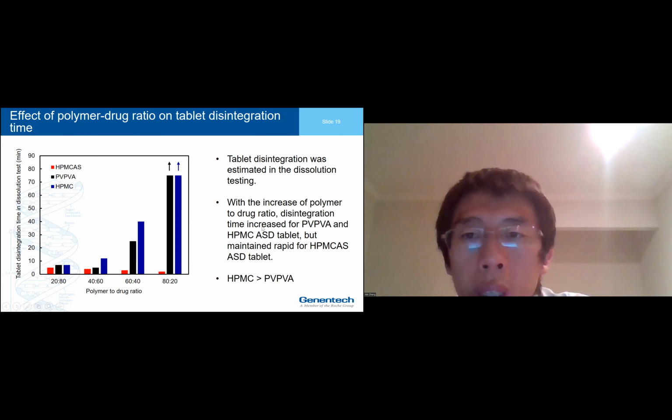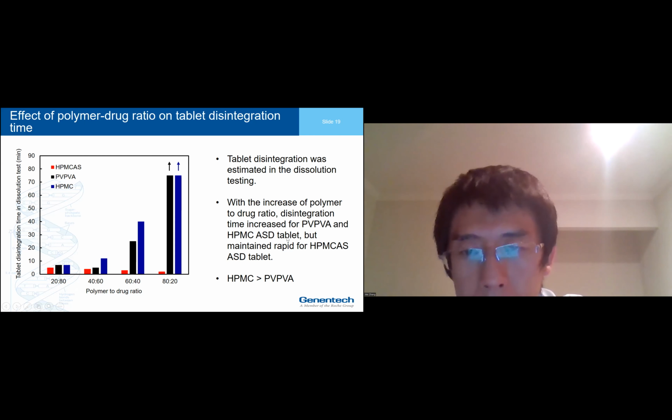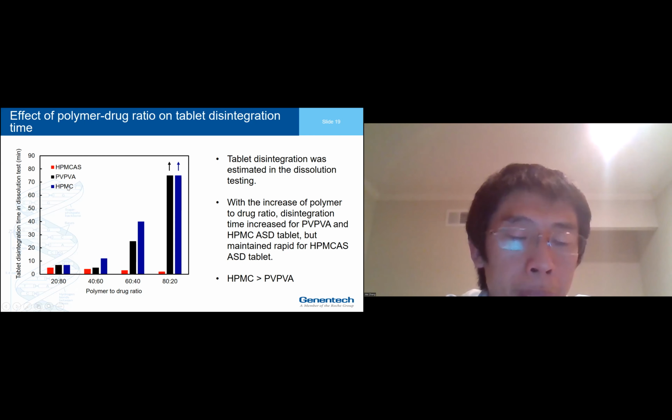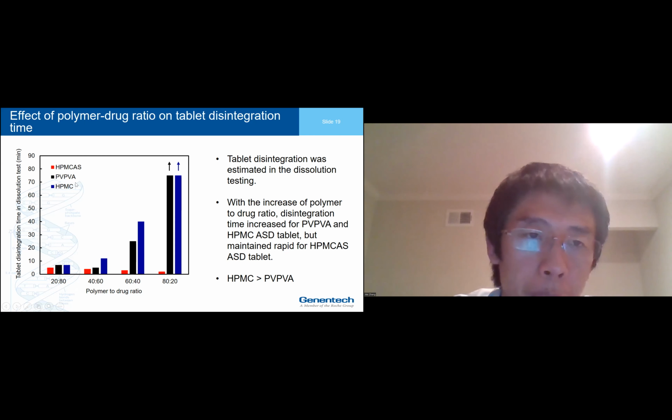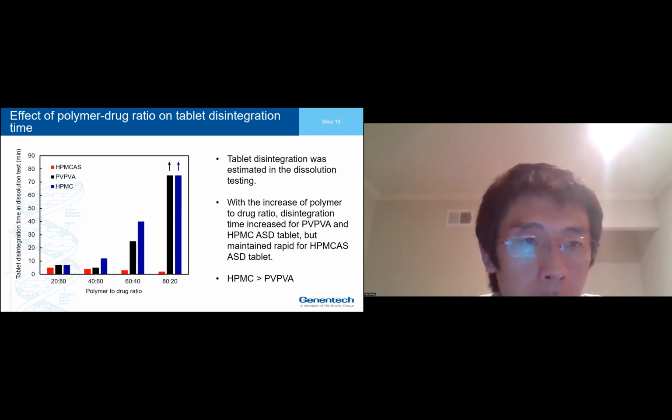It maintained a very fast disintegration time, although the polymer-to-drug ratio increased significantly. So we get the conclusion that with the increase of polymer-to-drug ratio, disintegration time increased for PVPVA and HPMC-based ASD tablets, but remained rapid for the HPMCAS-based ASD tablet. And the effect of HPMC is more significant than PVPVA. So this is probably related to the viscosity increase due to the HPMC solution.